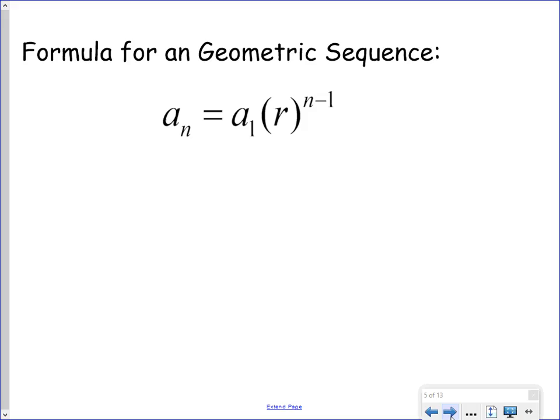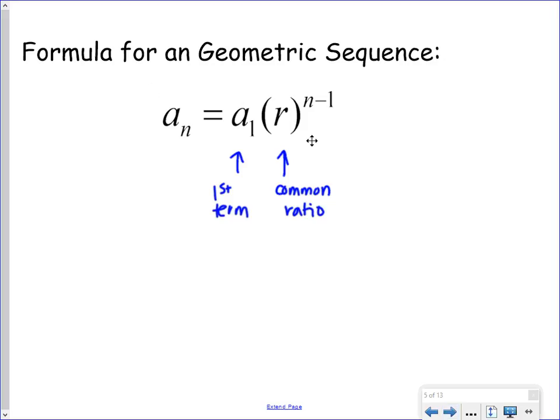The formula for a geometric sequence is actually a pretty simple formula. It just says a sub n is equal to a sub 1, so of course this is talking about our first term, times r, which is our common ratio that we just talked about, raised to the n minus 1, where n is the number term that you want. So if you want the 10th term, you're going to raise it to the 10 minus 1, or 9.